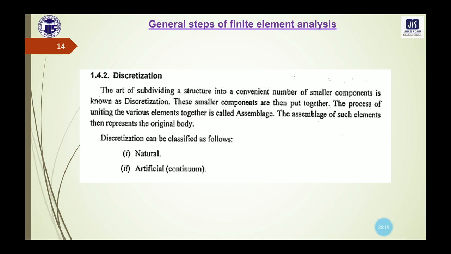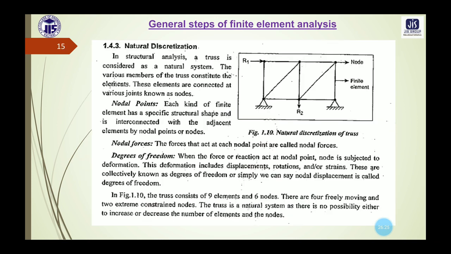Discretization can be classified again as natural and artificial discretization. Now what is natural discretization? In structural analysis, a truss is considered as a natural system. The concept of truss and frame is already known to us, as in engineering mechanics in the first semester we studied this concept of frame and truss. So in structural analysis, a truss is considered as a natural system. The various members of the truss constitute the elements. These elements are connected at various joints, which are known as the nodes.